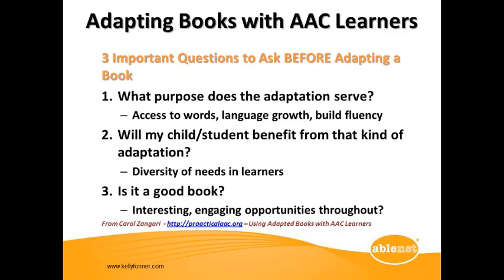What is it that the kid is going to benefit from that adaptation? Is it because of the diversity of the learner themselves? Is it because they needed to see the words better? Is it because I needed to make adaptations for them to hear it? Is it because I needed to make adaptations for them to be able to turn the pages? And, of course, the other driving factor: is the book good at all?